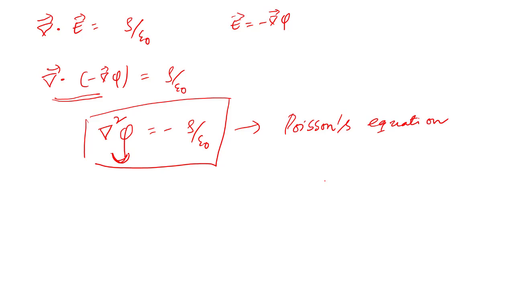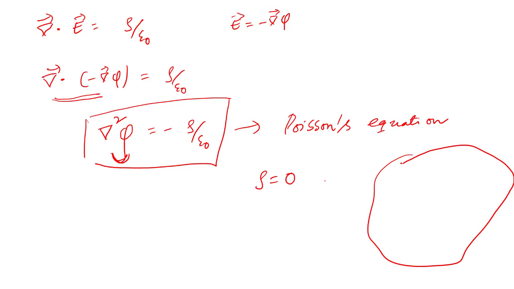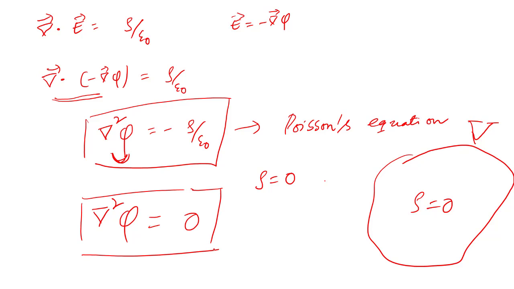But we can look at one special case of Poisson's equation. For example, if the charge density is 0 in a given volume. So this is the volume of space that I have, and there is no charge here. If there is no charge, then in that volume V, I have del squared phi equal to 0, and this is Laplace's equation.